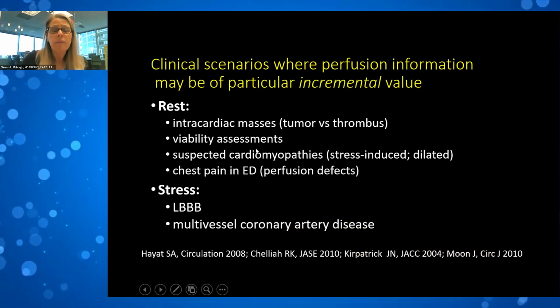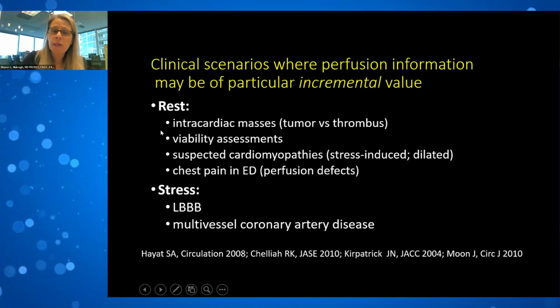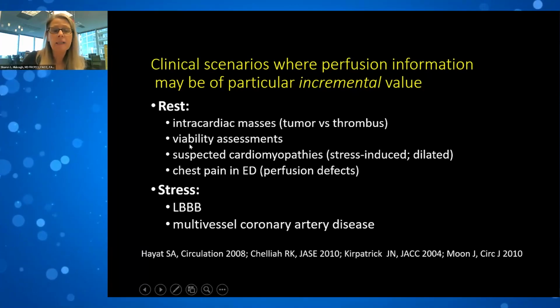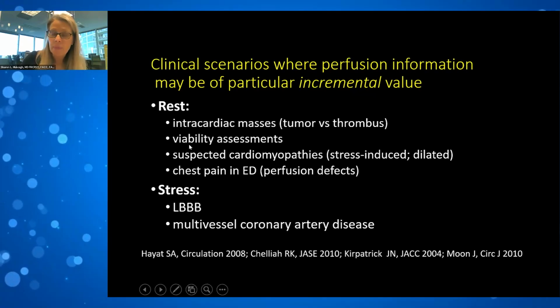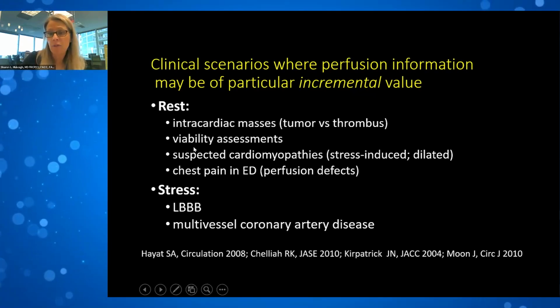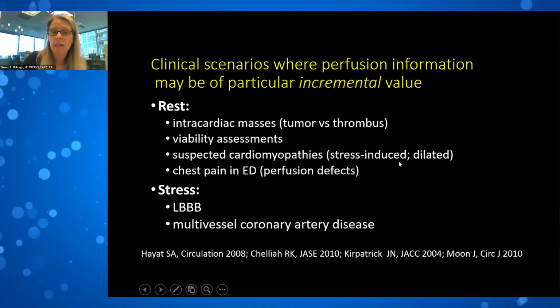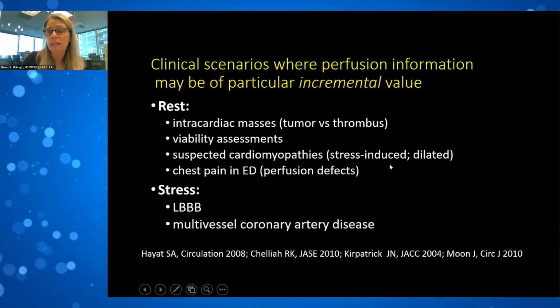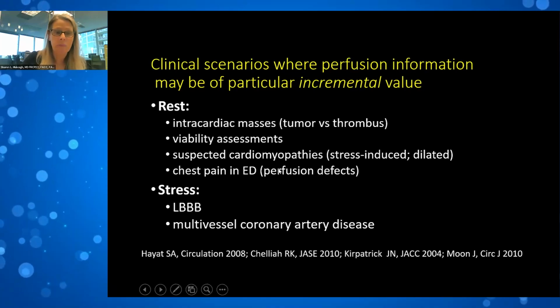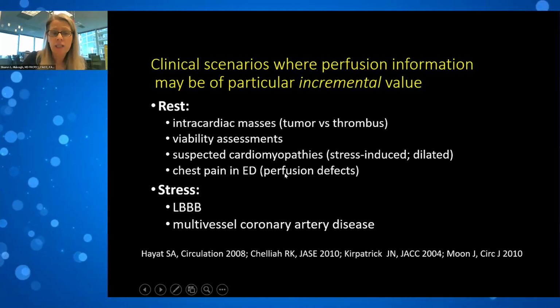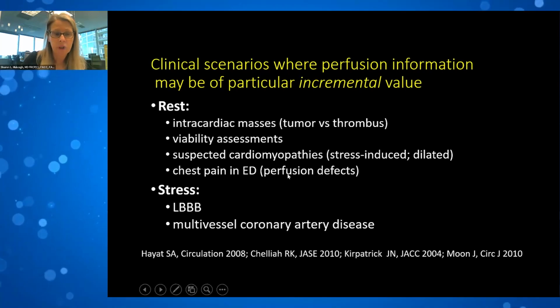Where perfusion can be particularly helpful and incrementally helpful is, as I've already mentioned, in characterizing masses, in assessing tissue viability in patients that have chronic ischemic syndromes, in suspected cardiomyopathies, differentiating between dilated and ischemic cardiomyopathies, and as has already been demonstrated to you by Jordi, in the chest pain assessment in the emergency room.